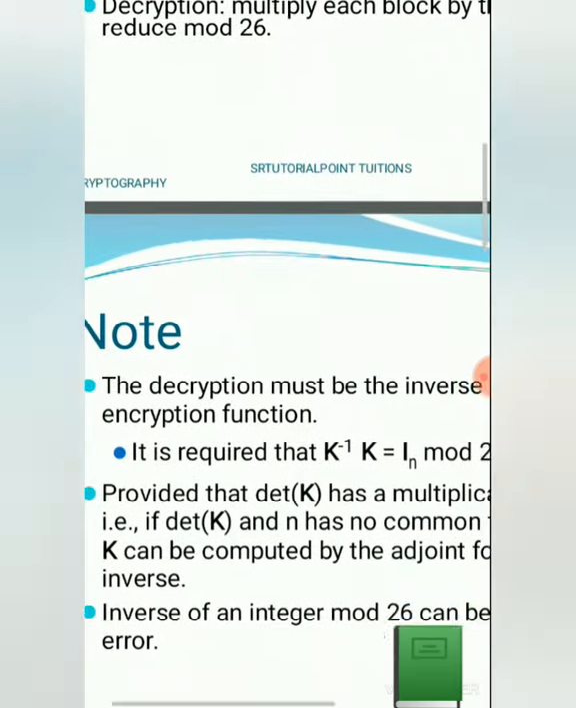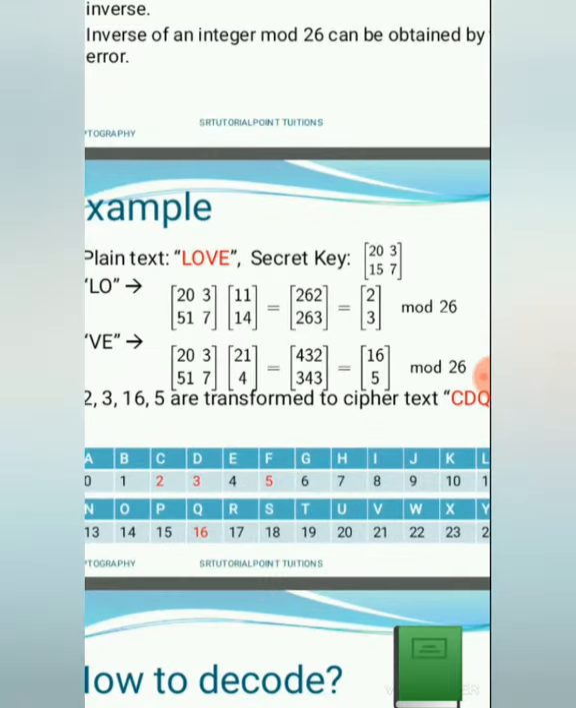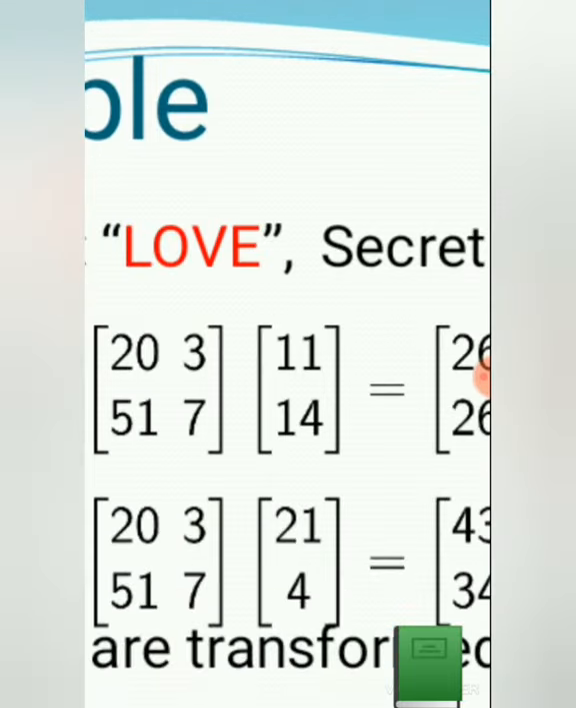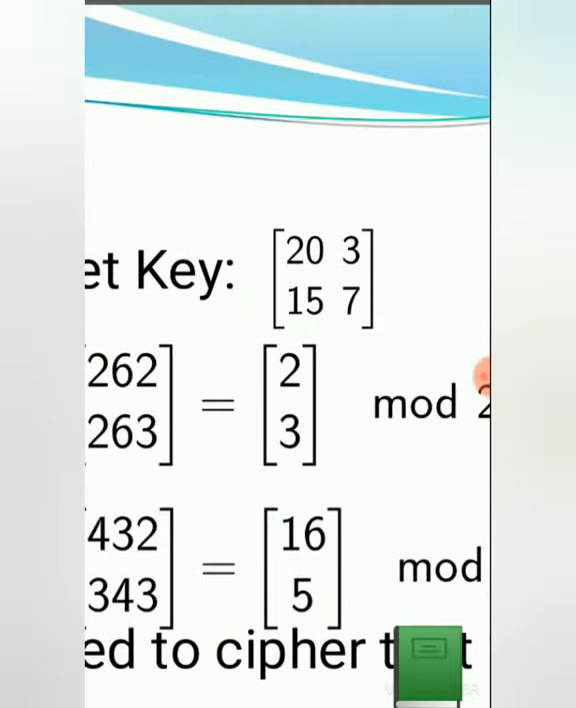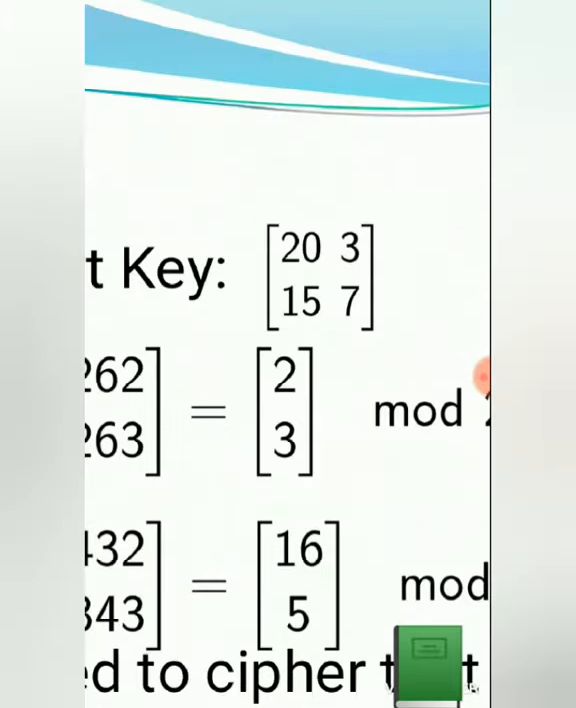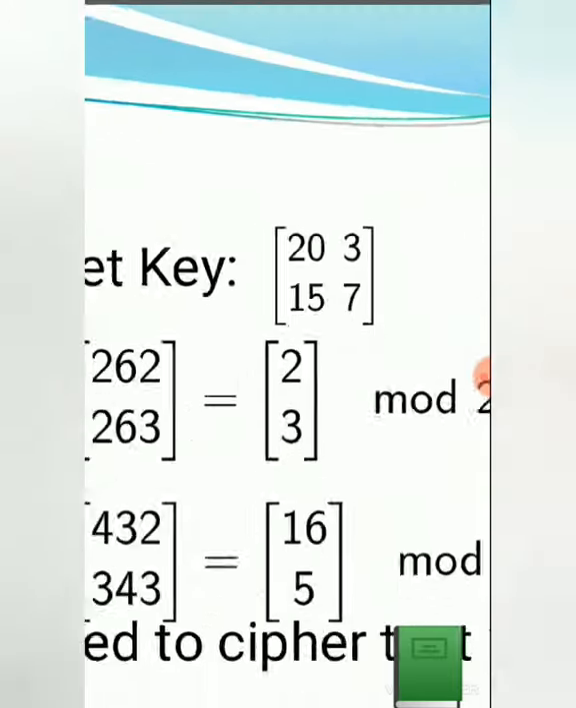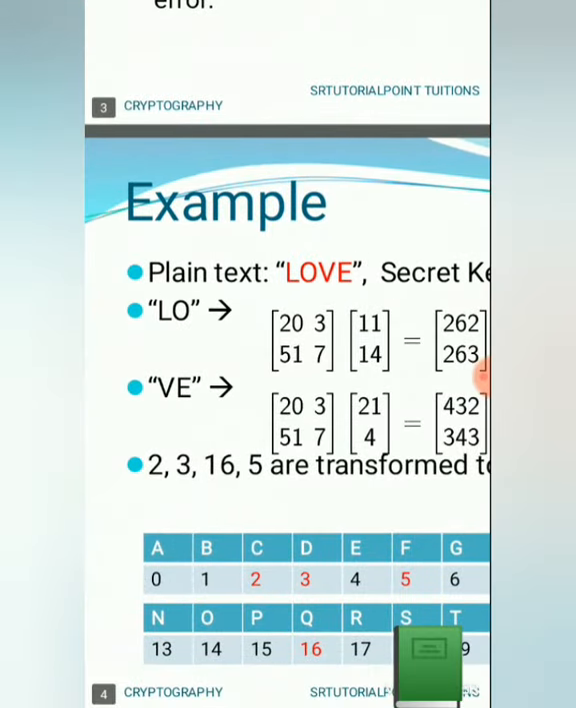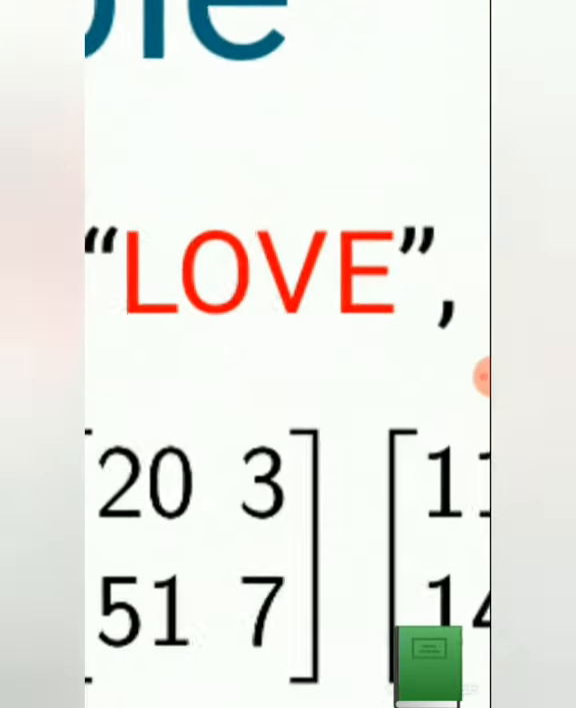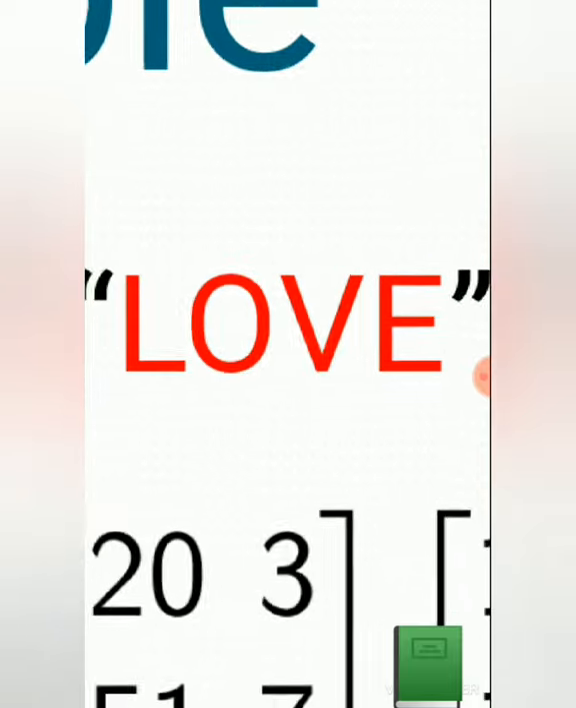Take this example. The plain text will be LOVE. The secret key will be the 2 by 2 matrix 20 3 15 7, which is said to be the secret key. First, we have to separate this plain text into two parts. LO will be one part and VE will be the other part.